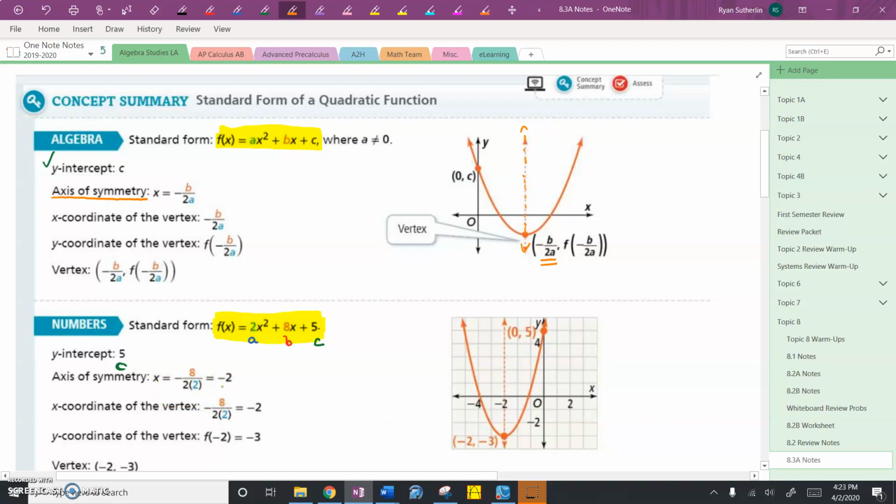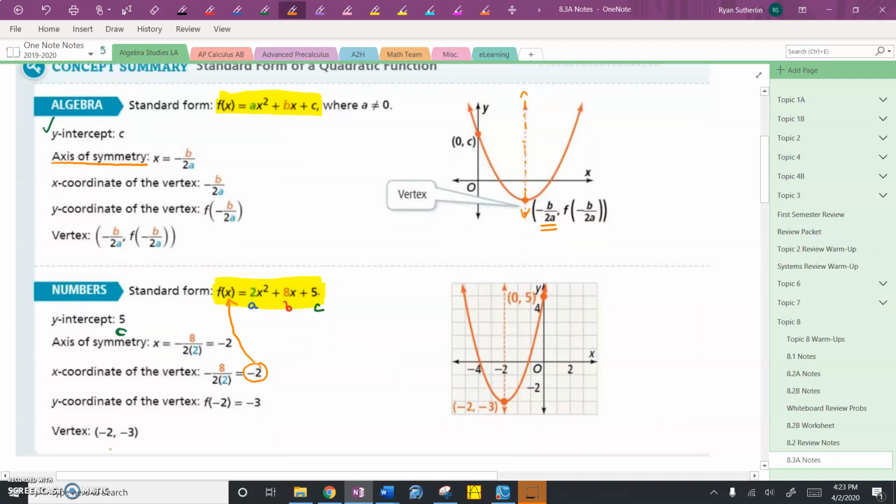To get the vertex, we know whatever the axis of symmetry is, that's the x-coordinate of the vertex. To get the y-coordinate of the vertex, we take that value, negative 2, and we plug it in for x. So we would do 2 times negative 2 squared plus 8 times negative 2 plus 5. And that gives us our vertex of (-2, -3).